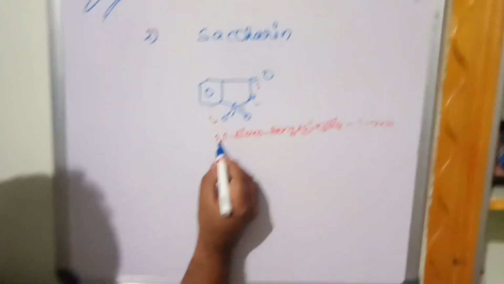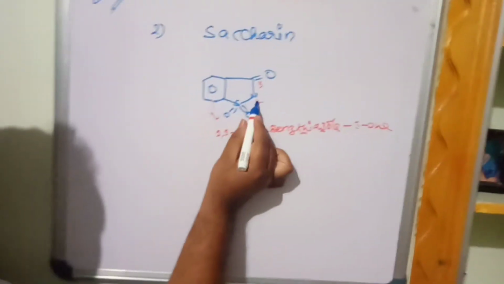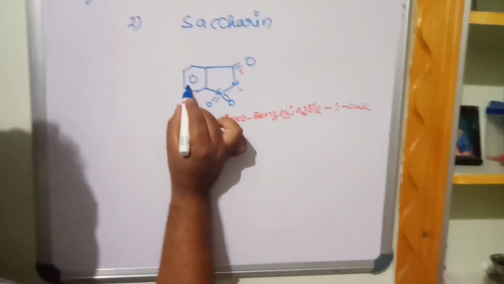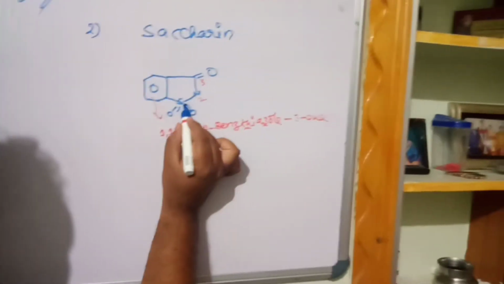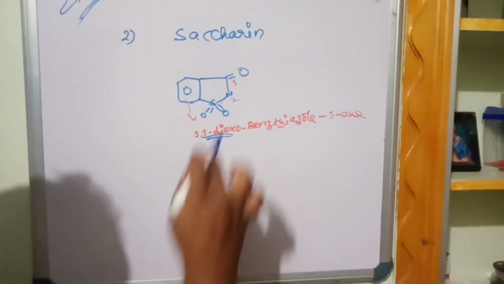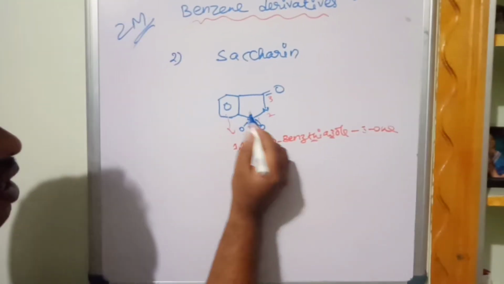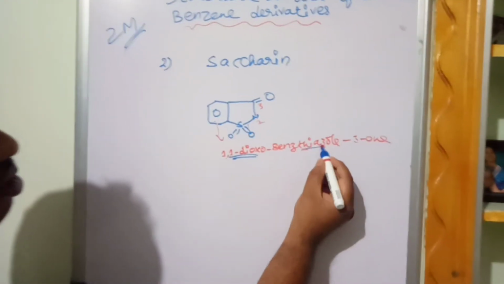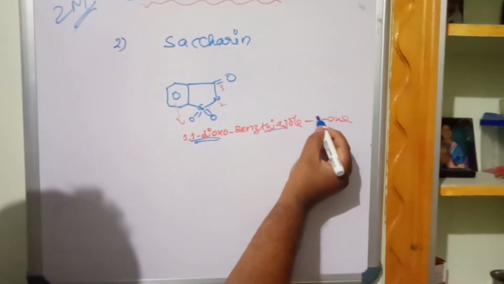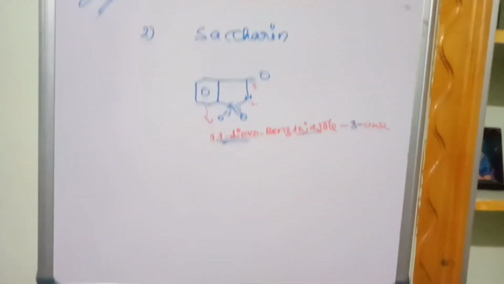Very simple: 1,1-dioxo on sulfur, numbered 1, 2, 3. So it is benzene fused with a sulfur- and nitrogen-containing 5-membered ring. You are going to study heterocyclics in the 4th semester. A 5-membered ring containing sulfur and nitrogen is thiazole, so benzothiazole. At our third position a ketone is there, so we name it as a 3-one.